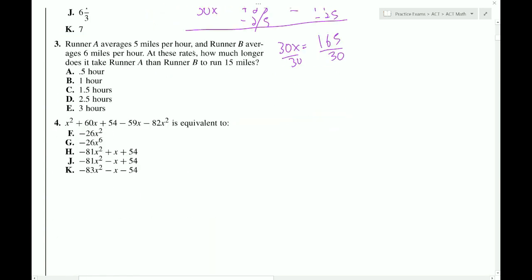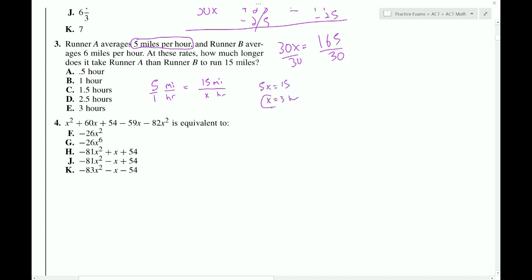Runner A averages 5 miles per hour. Runner B 6 miles per hour. At these rates, how much longer does it take runner A than runner B to run 15 miles? So to figure out how much time it takes, for example, for A to go, you have to look at the numbers that you have and their units. 5 miles per hour, and you want to go 15 miles. So you can kind of do a proportion here. If it's 5 miles in 1 hour, and you're doing 15 miles, that's x hours, right? So you can cross multiply. 5x is 15, so x is 3, right?